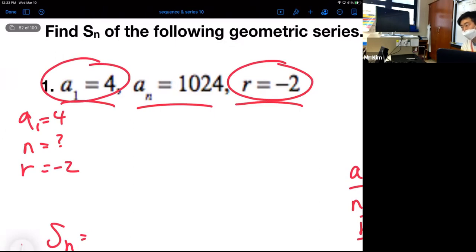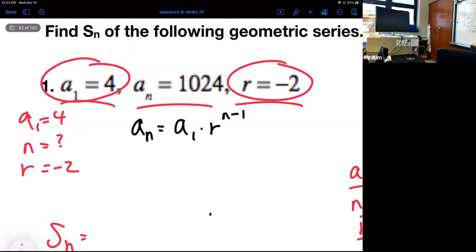Does anyone have a guess as to what I should be using here, Jacob? Explicit formula. When in doubt, explicit formula states a sub n. What is the explicit formula, Jacob, for geometric sequences? a sub n equals a sub 1 times the ratio?